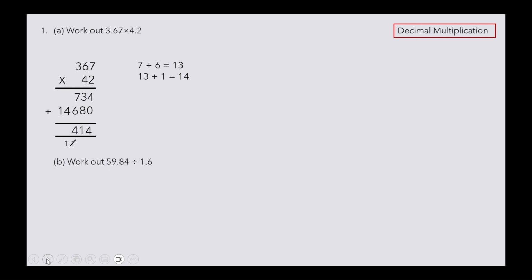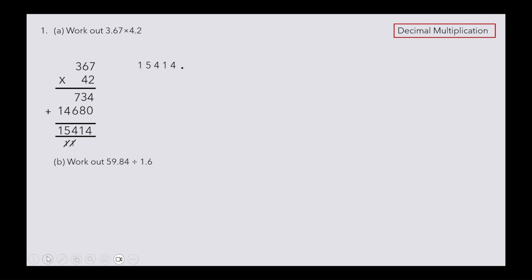So now I have 4, and then I add 1, because I have the carry, so I write 5. I cross that, and then I write 5. And then in the last one, because there's nothing else to add, I just write 1. So that's 15,414. But that's not the answer, because remember at the start, we took out the decimal points and we have to account for that.